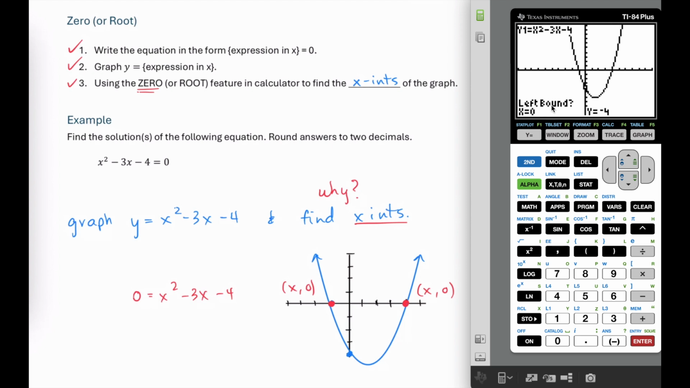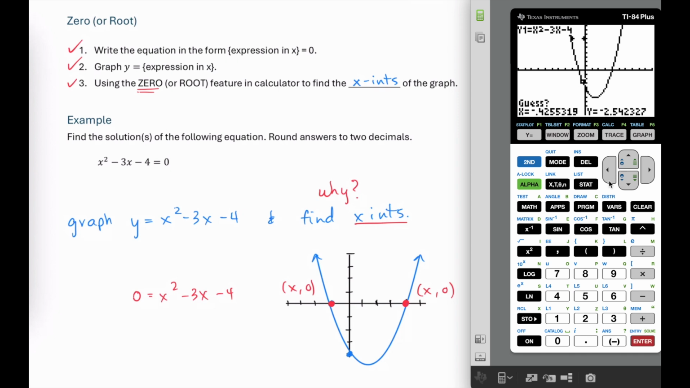The calculator is asking us now for the left bound, so we're going to move our cursor to the left of the x-intercept that we're after. So we're looking for this x-intercept first. Our cursor is to the left of that, and so we'll hit enter to indicate that is our left boundary. We'll move our cursor to the right of the intercept that we're after and hit enter again.